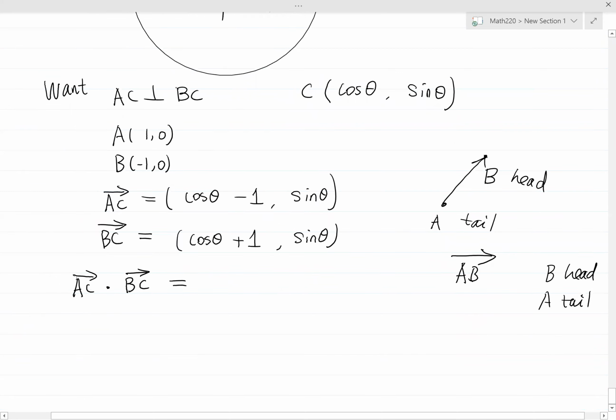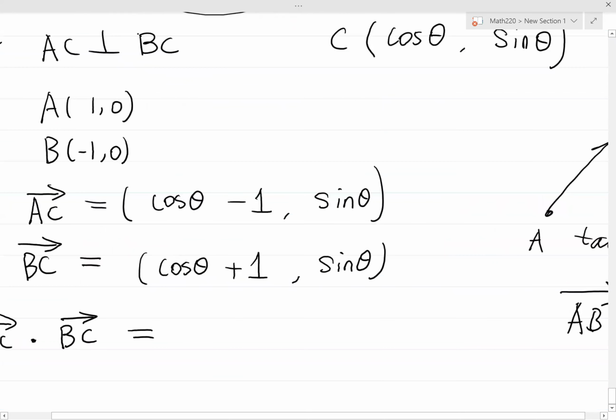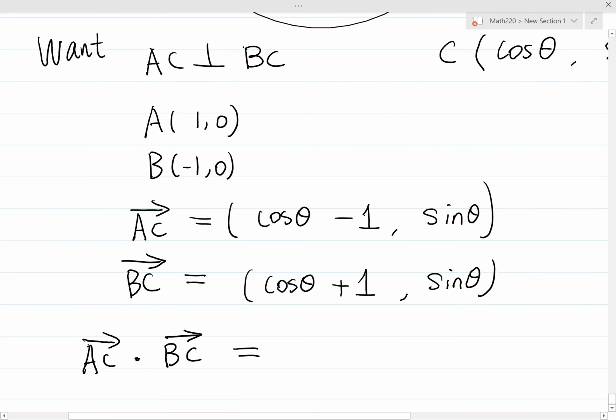Okay. So you see the vector AC. We start from A and end at C. So C is the head. You see the arrow pointing towards C. C is the head, A is the tail of the arrow.